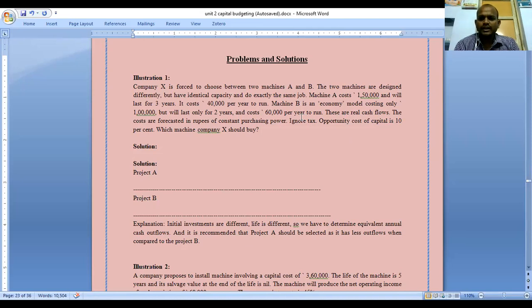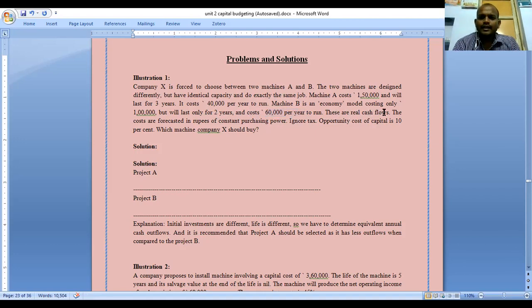Mission A costs 1,50,000 and will last for 3 years. It costs 40,000 per year to run. Mission B costs 1 lakh and has 2 years life, and running cost is 60,000 per annum.